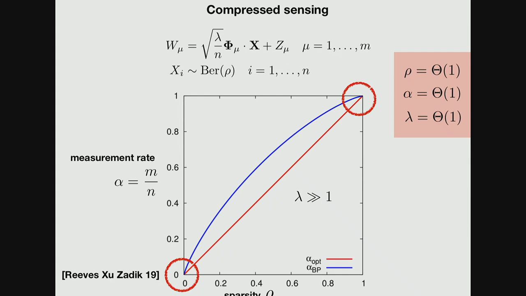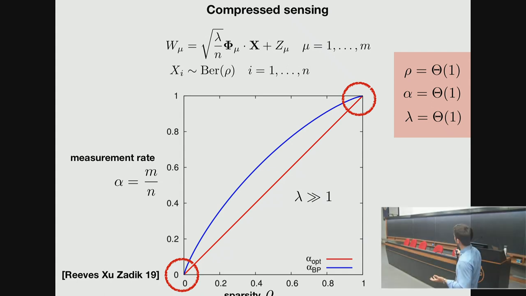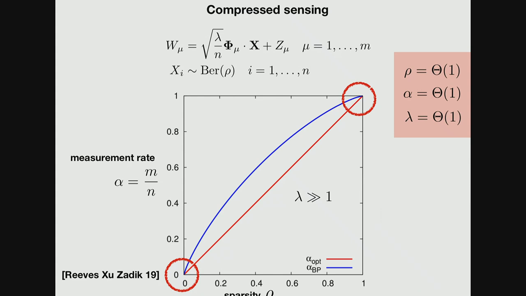So again, you have access to these random linear projections, this W. You know the phis, you want to infer x. In this case, x is a Bernoulli signal, okay, and rho controls the sparsity. So this is the phase diagram of the problem, which is known for a long time. The red line is the optimal transition, the information theoretic transition. Below, you have no way to reconstruct the signal independently of any algorithm. Above, you should be able. But the blue line marks the algorithmic transition, we have no efficient algorithm able to say anything in this region, and above this line we are able thanks to approximate message passing. All right.